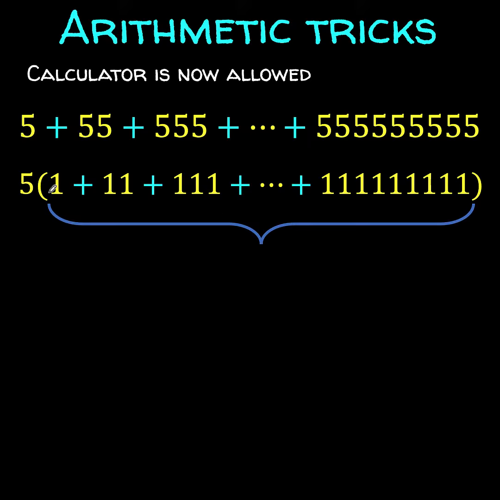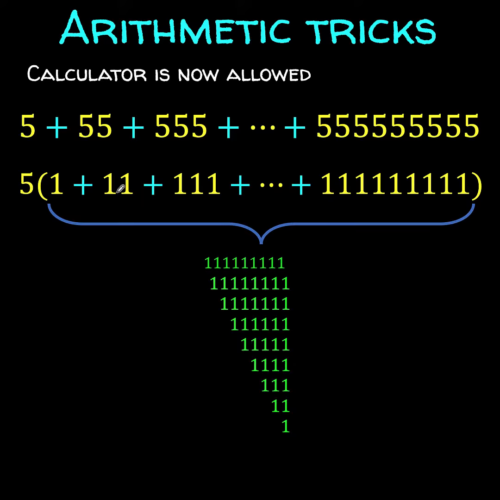But notice that there is a pattern again. The digits here are all ones. So the first one is 1, the next one is 11, the next one is 111, and repeat until we arrive at the last term, 111,111,111.